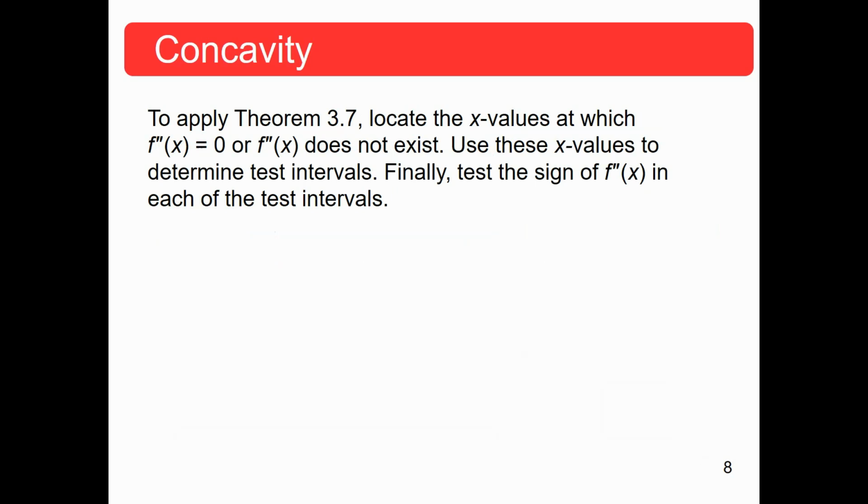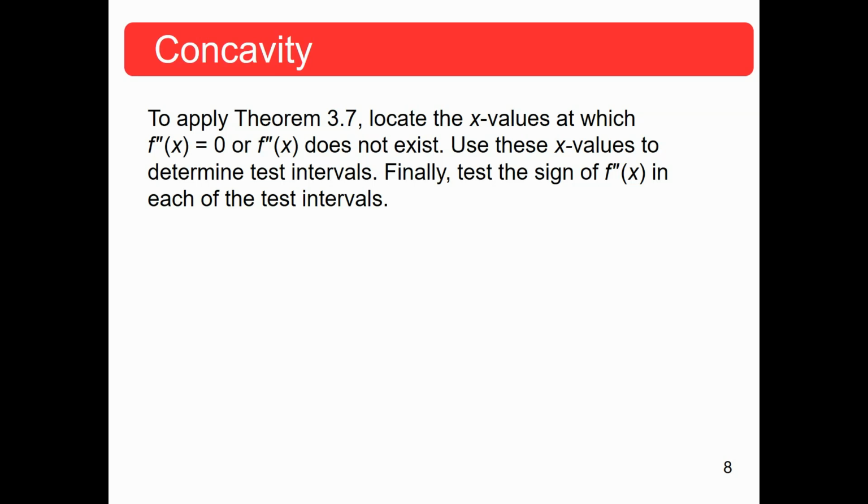So to apply this, what we need to do is locate the x values where the second derivative equals 0 or the second derivative does not exist. Right? We're treating this just like we did the first derivative. These are going to be like the critical values, right? So these are the second critical values. Now we're going to use these x values to determine those test intervals and then test the signs. It's the exact same thing, we're just taking it the next step.